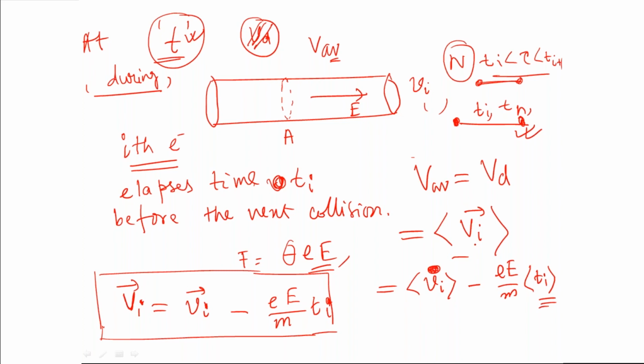So this average I'm writing as Vd, that means the drift velocity. I'll let you know what drift velocity is. This is a random velocity just after collision, right? This is a random velocity. Yes.